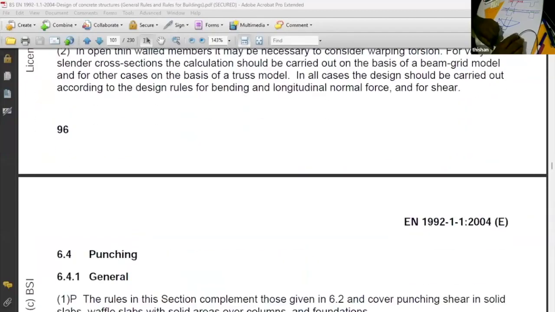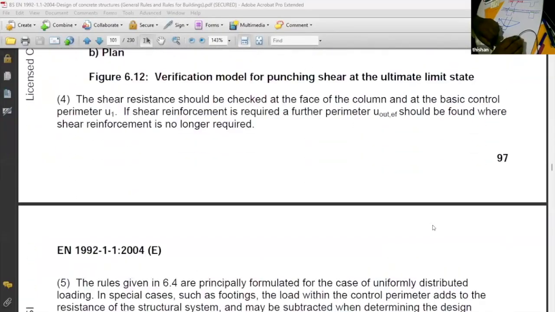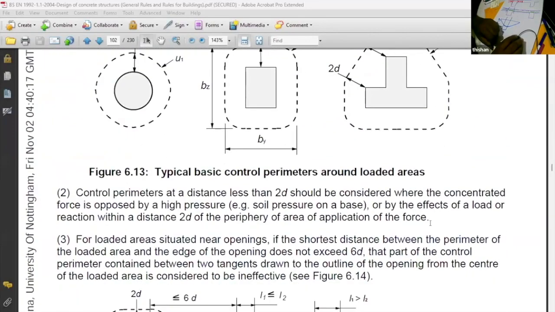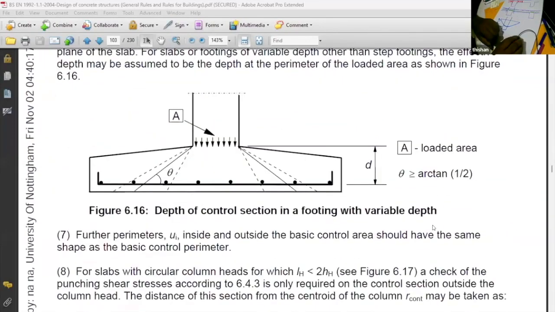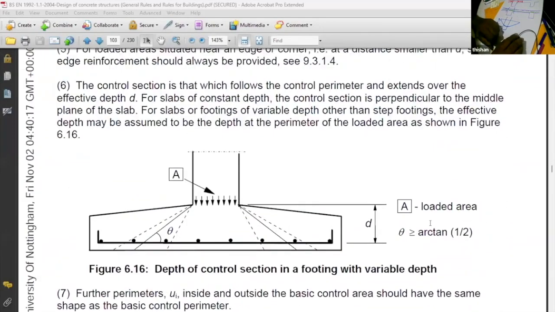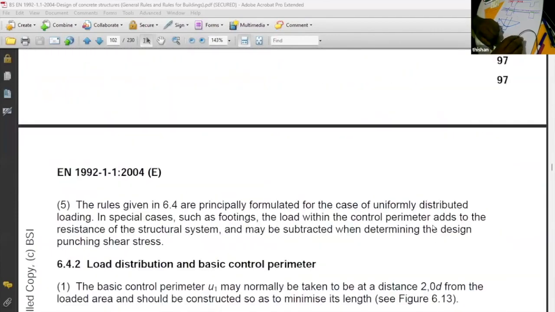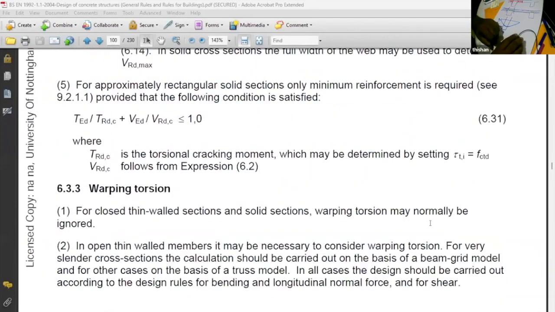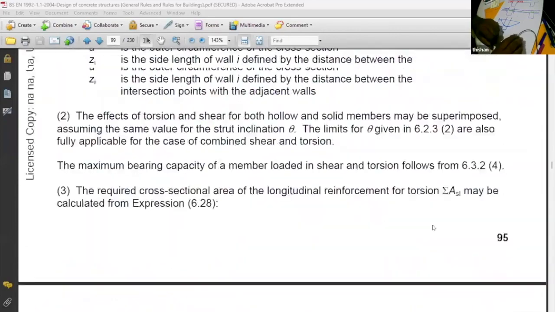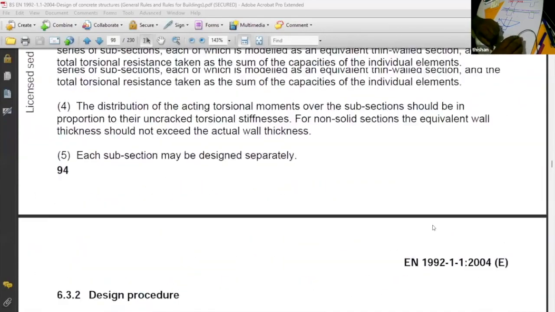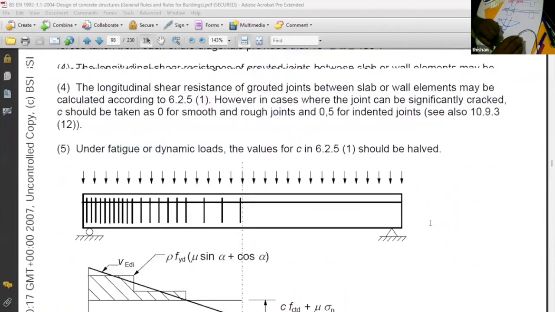Now torsion is over. Punching, then you get punching. It comes before torsion. There you go.